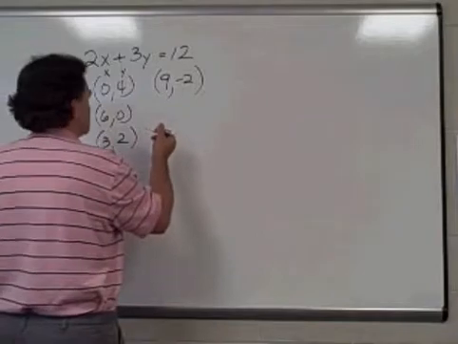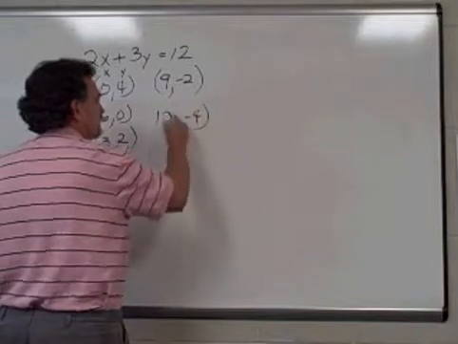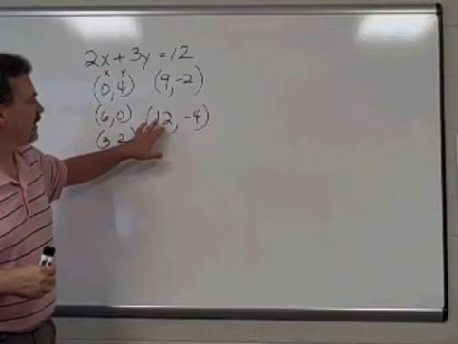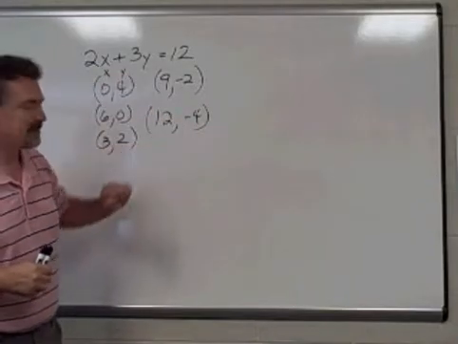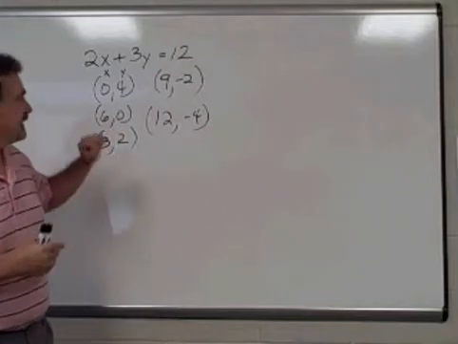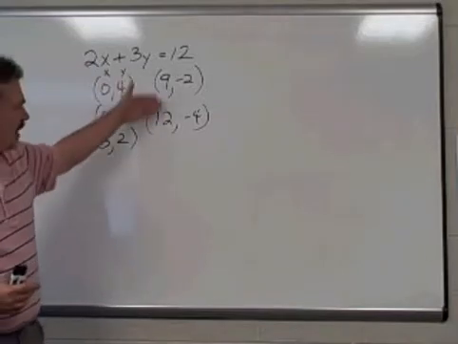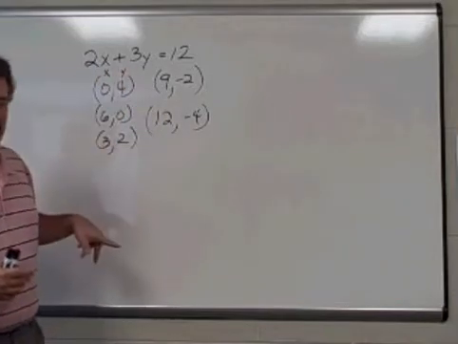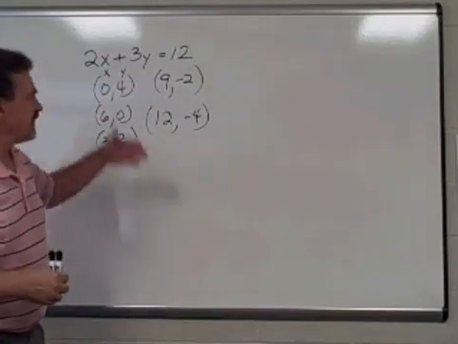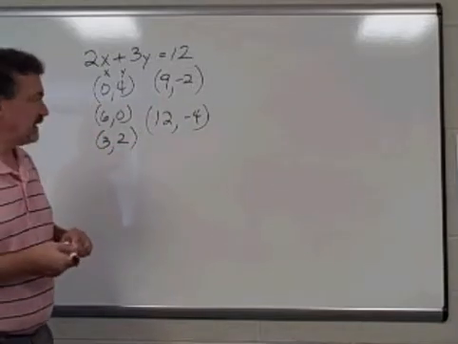Well, what if we let x be 12 and we let y be negative 4? 2 times 12 is 24, plus 3 times negative 4 is negative 12. 24 plus negative 12 is 12. In each situation, when we replace x with the first number in the pair and y with the second number, the left-hand expression becomes identical to the right-hand expression. Those are solutions to this linear equation in two variables.